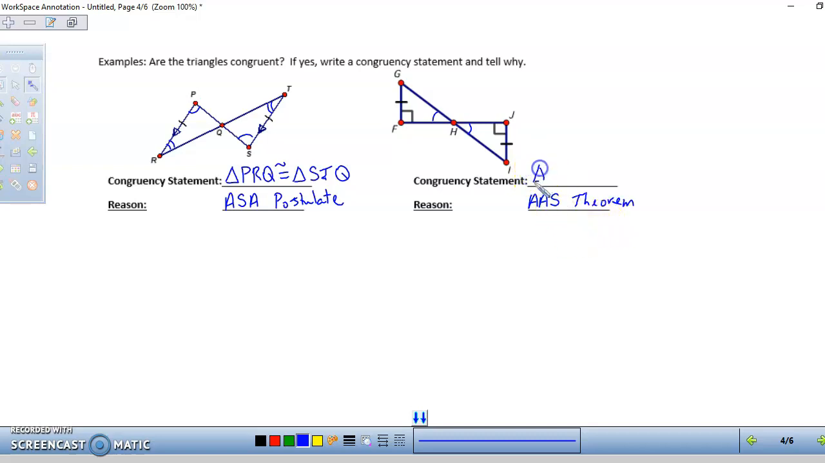And then our congruency statement, again, just be consistent. G, F, H, we'll go with to start, would be congruent to. If I start with G, I'm going to start with I, and then J, H. Okay, so if you were in traditional geometry, you actually can stop. The next part would be optional for you, but in advanced geometry, you have to continue.